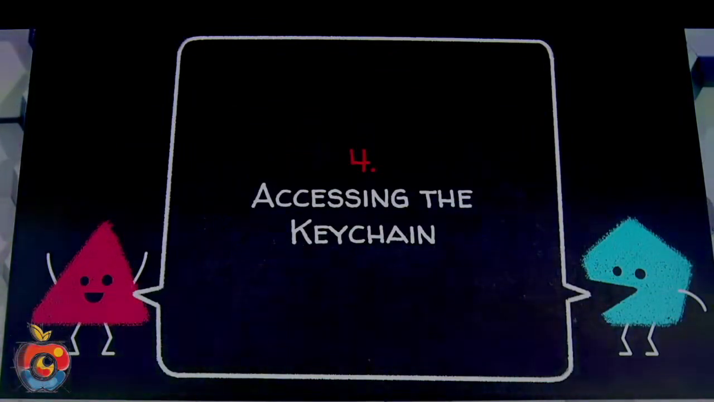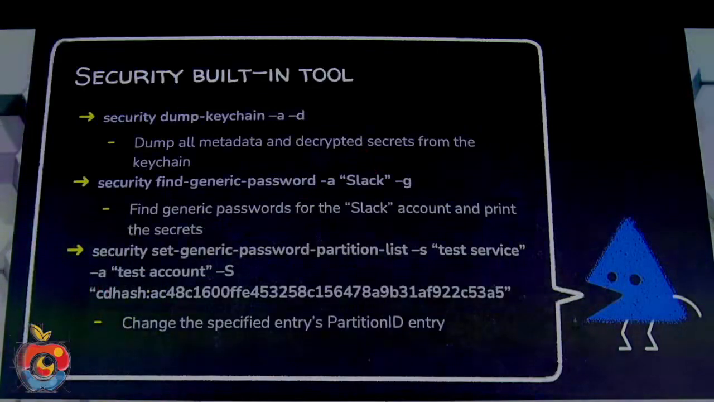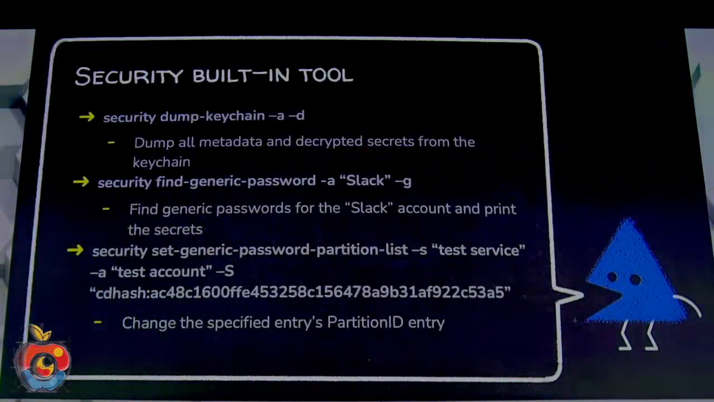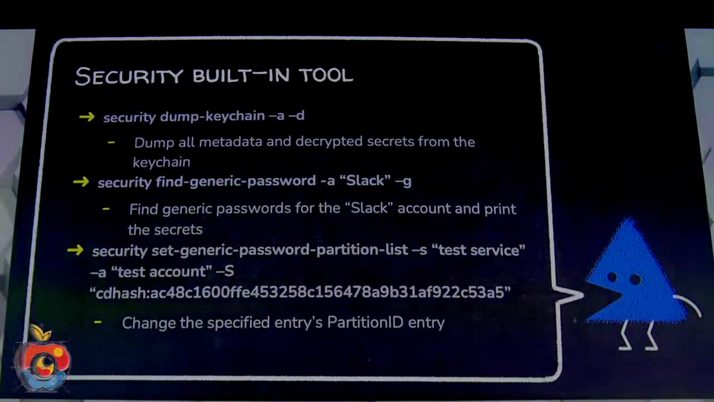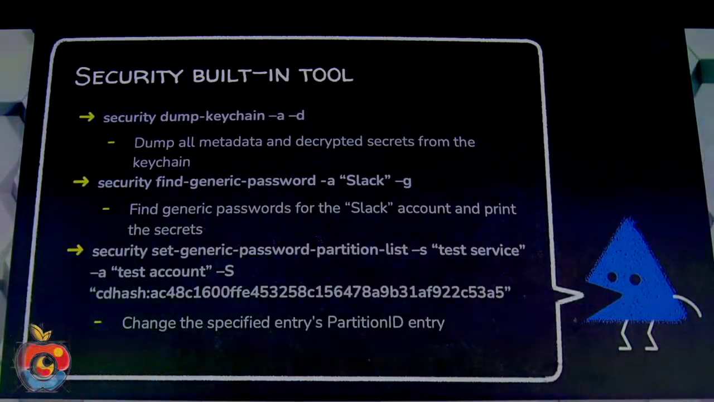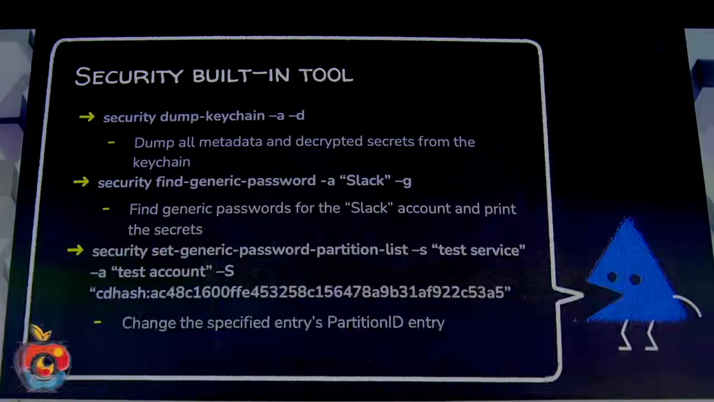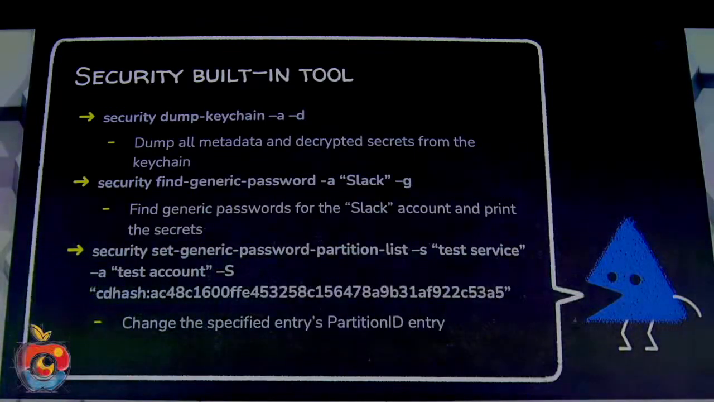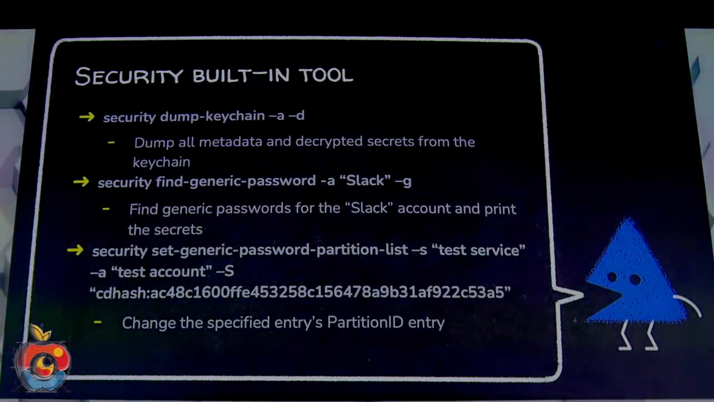So how do we go about accessing the keychain in the first place? Well, naturally, there is a built-in tool you can use. The security tool can do a lot of things on macOS. One of them is the dump-keychain command. If you do security dump-keychain -a, it'll dump out all of the metadata for all of the entries in the keychain. You're not getting any of the encrypted secret data, nothing that's stored in there and encrypted, but everything else.